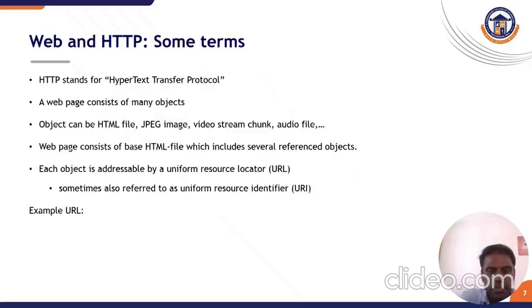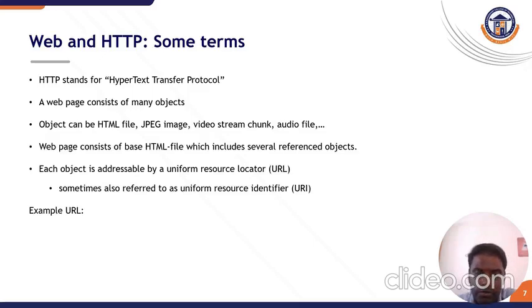For the web and HTTP, some important terms that we are going to discuss: HTTP, Hypertext Transfer Protocol. A web page contains many objects. An object can be an HTML file, a JPEG image, a video stream chunk, or an audio file. That means any type of file can be available in a web page. A web page consists of a basic HTML file, which includes several referenced objects. Each object is identified by a uniform resource locator, which we all know as URL, sometimes also referred to as uniform resource identifier, URI.